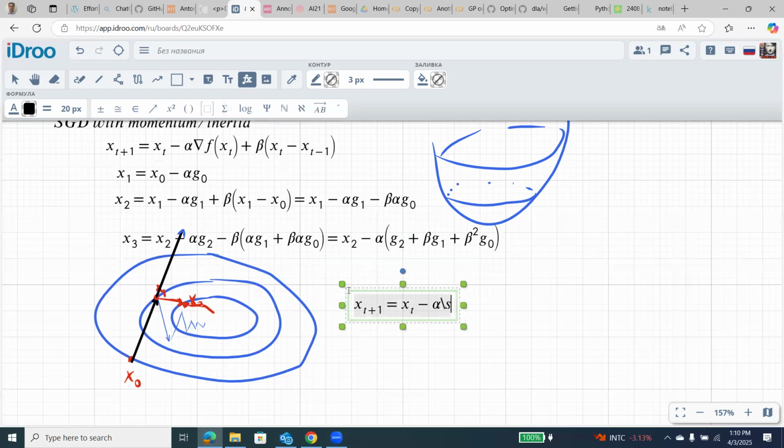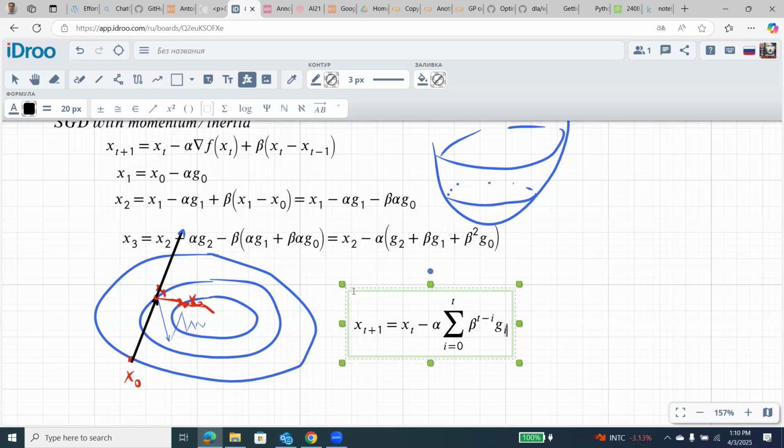times the sum over i from 0 to t of beta to the power t minus i times g i. So for example, if i is 0, we will get beta to the t times g0. If i is t, then we will get just g t. So this term is called exponential smoothing, because we always add the exponent of our constant beta.